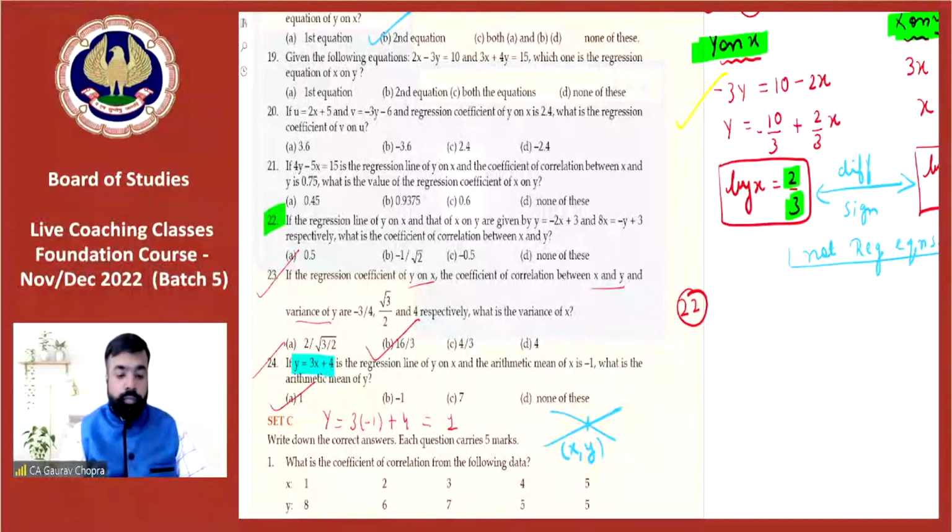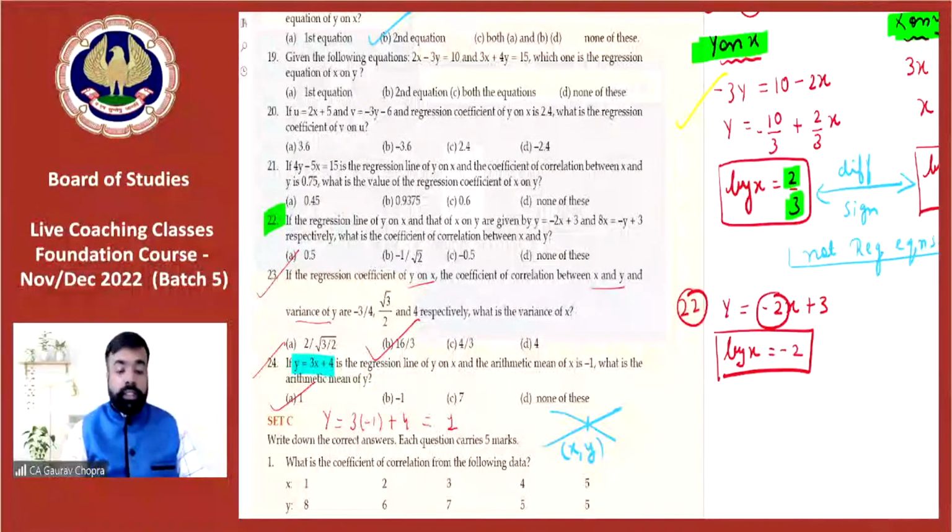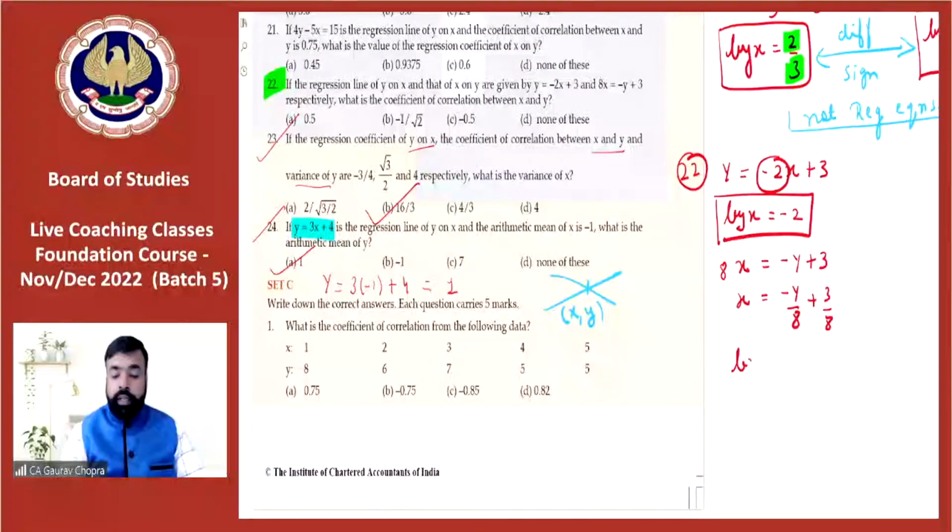So let's solve. Y equal to minus 2x plus 3. So this is y on x. So minus 2 is simply byx. Minus 2 is byx. And the second one, 8x equal to minus y plus 3. This is x on y. So arrange this. So we are getting bxy as minus 1 by 8.